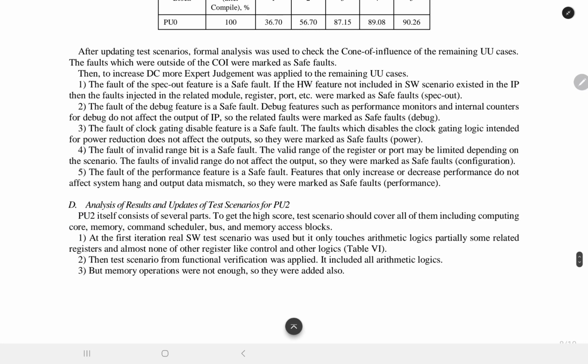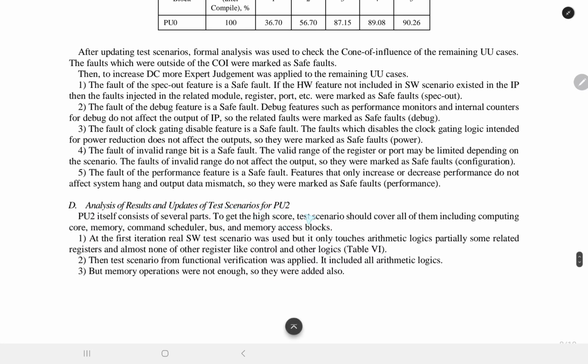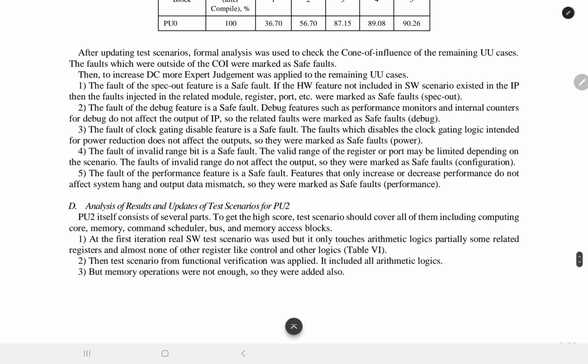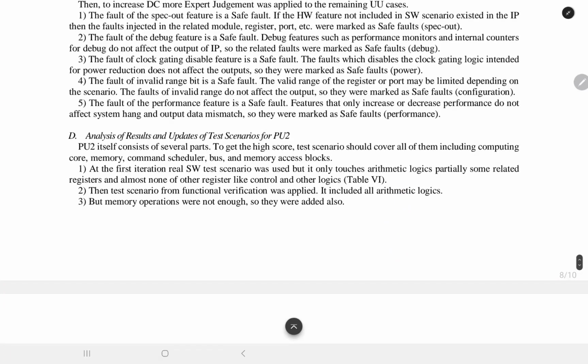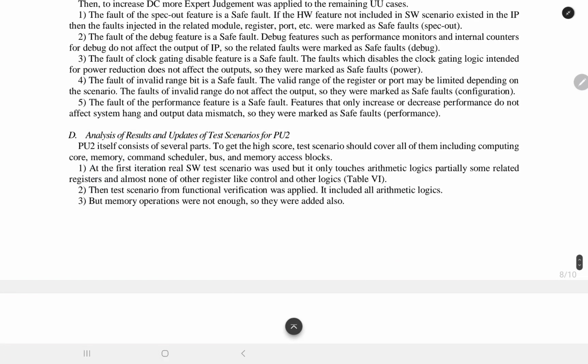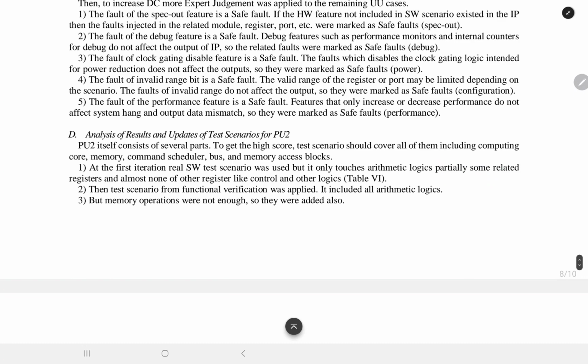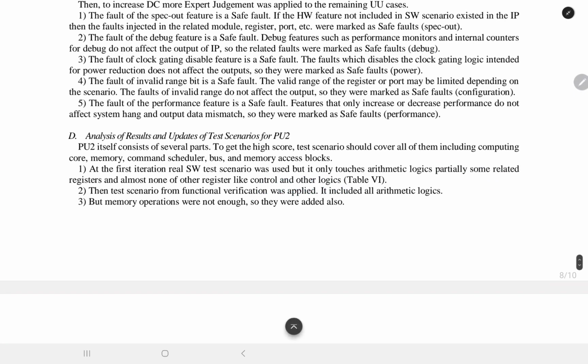The PU2 itself consists of several parts. To get a high score, the test scenario should cover all of them, including the computing core, memory command scheduler, bus, and memory access blocks. At the first iteration, a real software test scenario was used, but it only touched the arithmetic logic, partially some related registers, and almost none of the other registers like control and other logics.